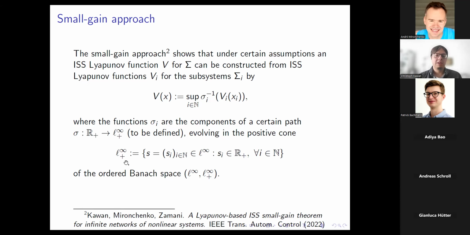For finite networks, it was like the positive cone in the Euclidean space. And here it's something similar. Here we have, as the overall vector space, small l infinity, which is the space of all bounded sequences of real numbers. And l infinity plus consists of those sequences which have non-negative components, right? So this is a cone. And together with this cone, we have an ordered Banach space, which is this pair here.